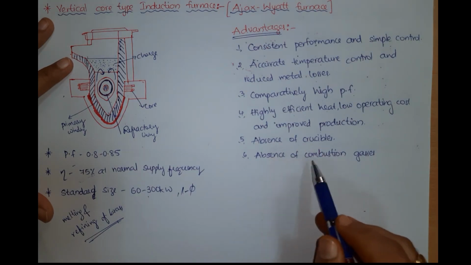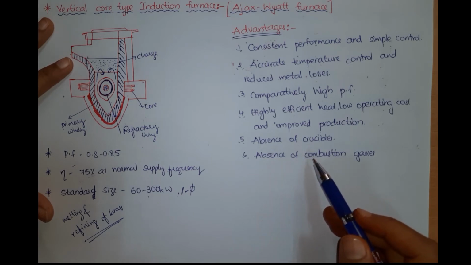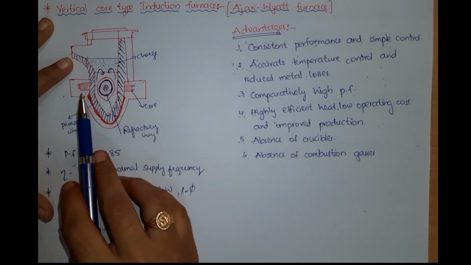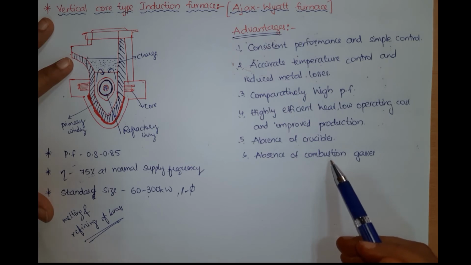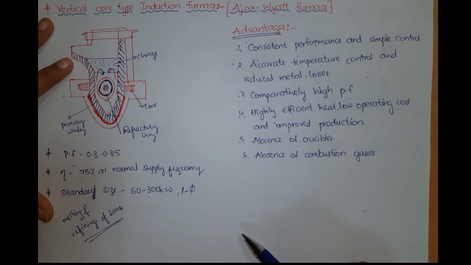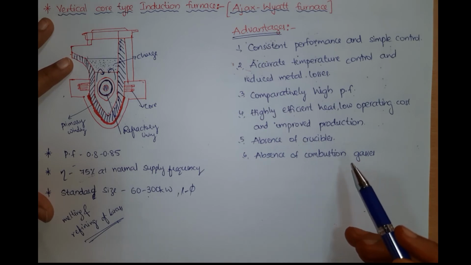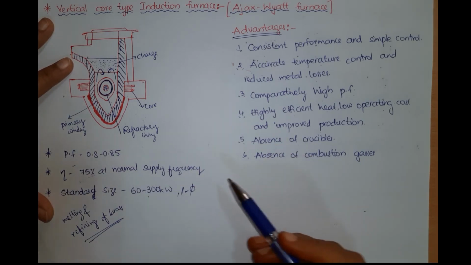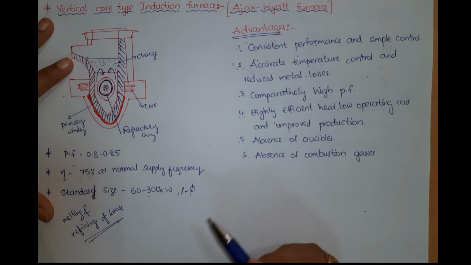Also, there are no combustion gases. Combustion gases are also one form of loss. Due to the decomposition of the charge, there may be combustion of gases, but here there is no such formation. So this results in elimination of metal contamination, right? Due to the gases, the metals may be contaminated. As there are no combustion gases, there is no contamination of metal. So these can be discussed as the advantages of the vertical core type induction furnace.